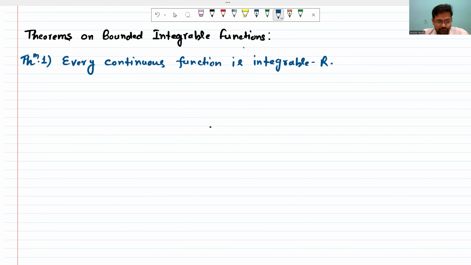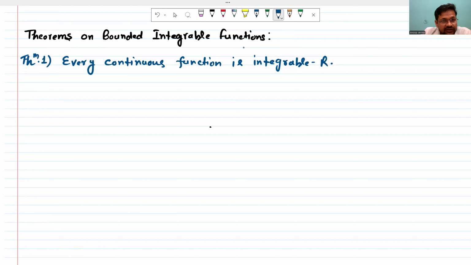Okay, so this is the first theorem. I'm not going to prove this theorem. You just remember the statement of the theorem: if the function is continuous and it is defined in some interval, then it will definitely be bounded. So every continuous function is integrable R. If we have a bounded function and we prove that the function is continuous as well, we can easily say that the function is Riemann integrable.